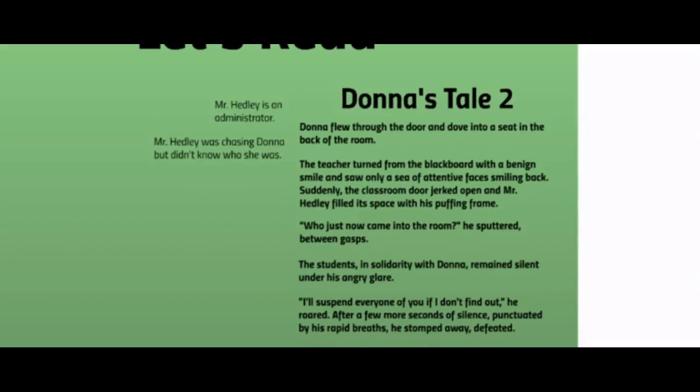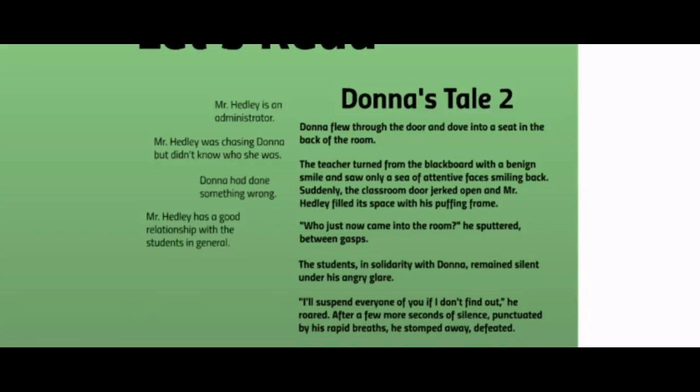Mr. Headley was chasing Donna, but didn't know who she was. Well, he asked who came into the room, so he didn't know who it was, and he was sputtering between gasps as if he was out of breath. So maybe that is what happened. Donna had done something wrong. I think she had done something wrong because when he asked this question, she did not fess up.